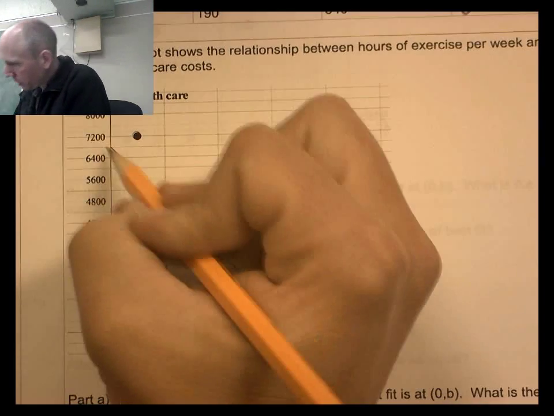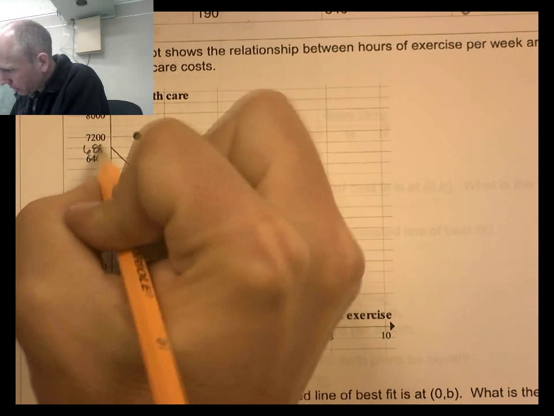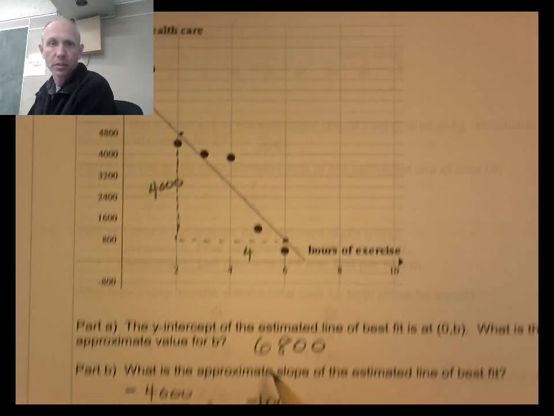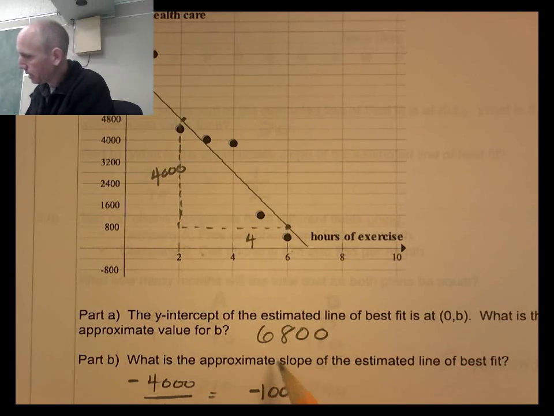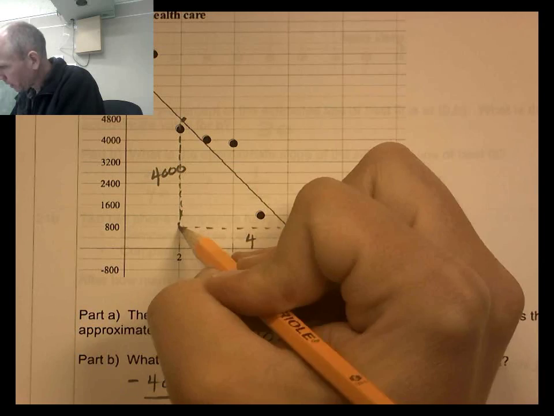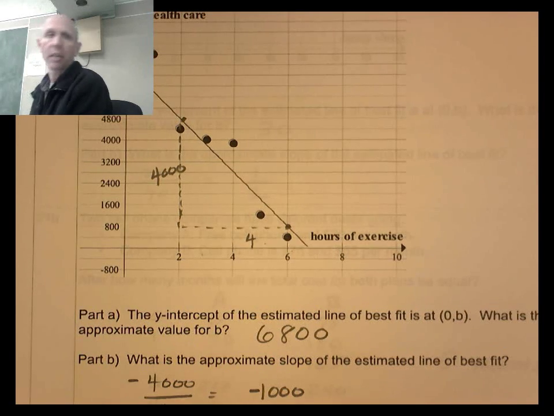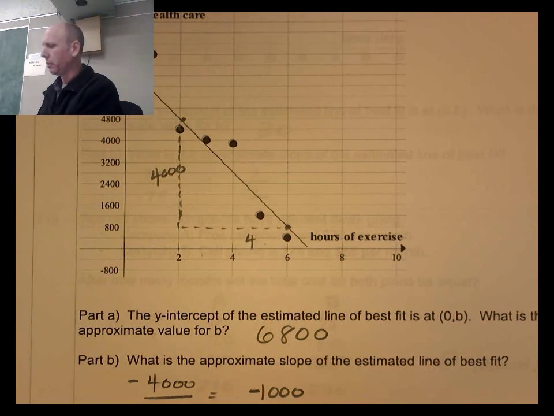Okay, it looks like the intercept, this is going up by 400, so that intercept's at 6800. 6800 is the y-intercept. And here's a good point. I draw on a slope triangle, 4,000 over 4, which is about negative 1,000. When I did another video today, I had this a little bit different, like negative 1,080 or something. They're close enough.